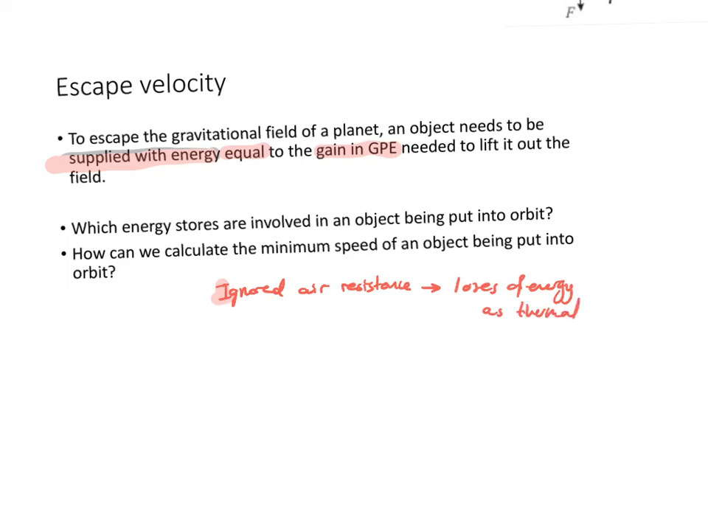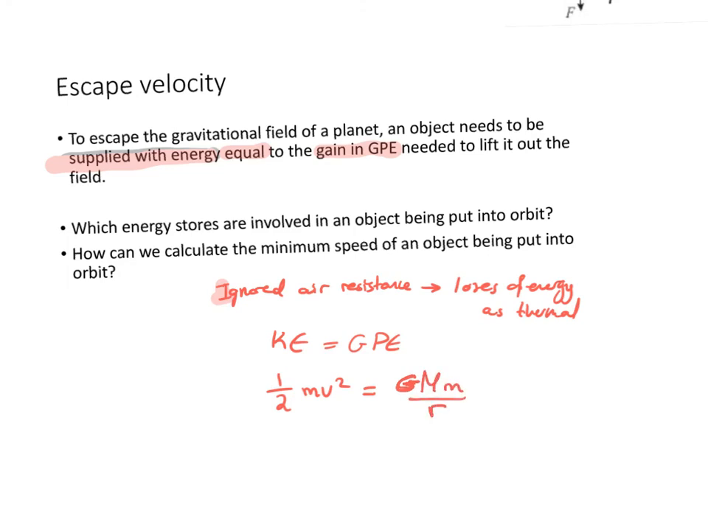By ignoring air resistance, we're ignoring any losses of energy as heat or thermal energy stores. So the kinetic energy of an object that's projected into the gravitational field will be equal to the gravitational potential energy at that point in the field. In other words, kinetic energy, which is half mv squared, is equal to the gravitational potential energy, which is minus GMm over r, but I will ignore the minus sign because we're only interested in the magnitude of it.